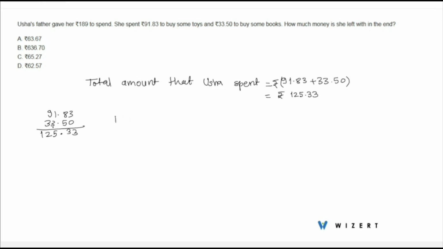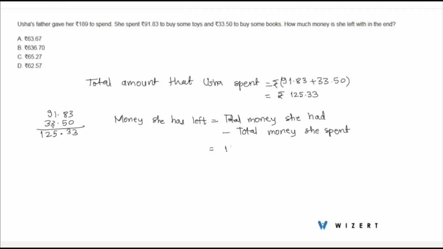So money she has left will be equal to total money she had minus total money she spent. That is equal to 189 minus 125.33. So that is equal to, let's do the subtraction. 189 minus 125.33. So let's do this.